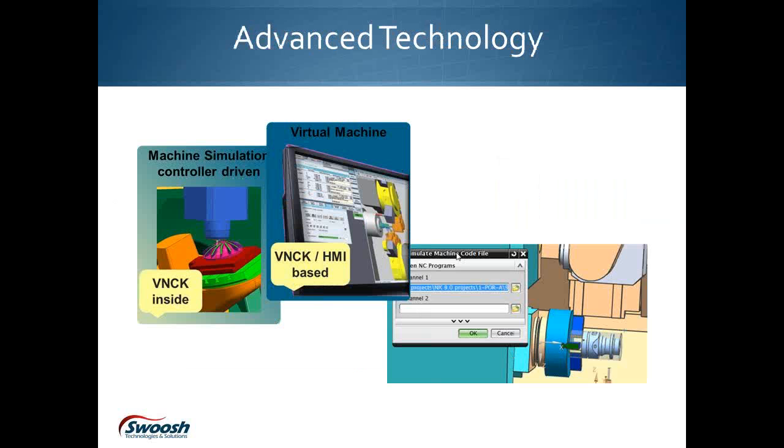NX NC Simulation uses advanced technology. So you can go ahead and simulate a multi-channel machine. So if you have a multi-channel machine, you have a separate program running on your main spindle and another part being cut on your sub-spindle, or multiple turrets. So NX Simulation supports that.